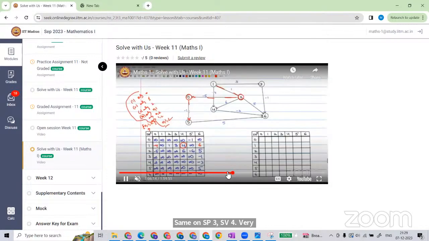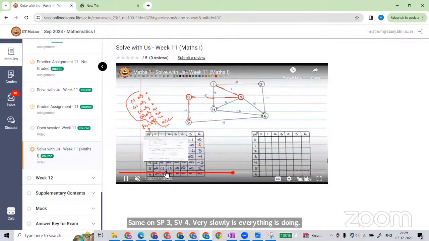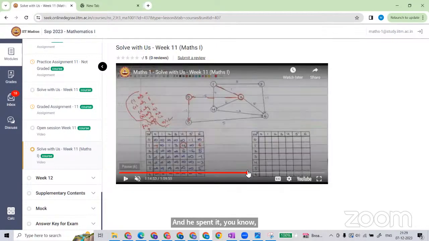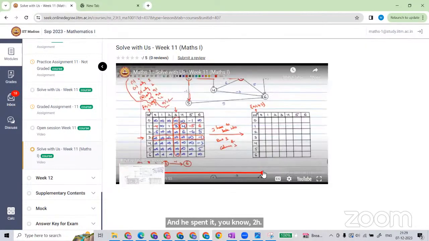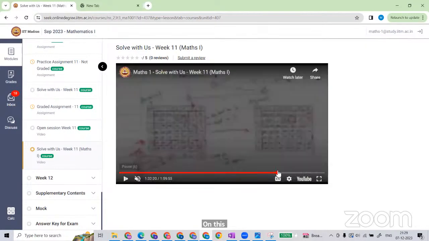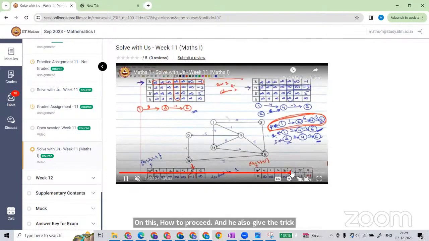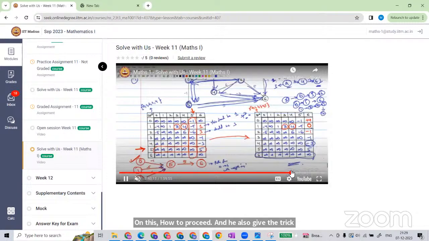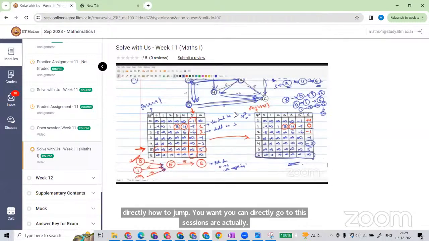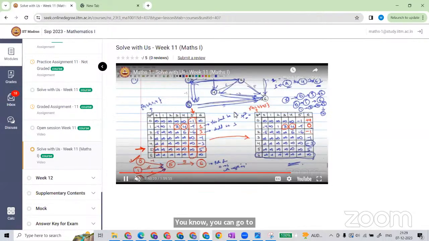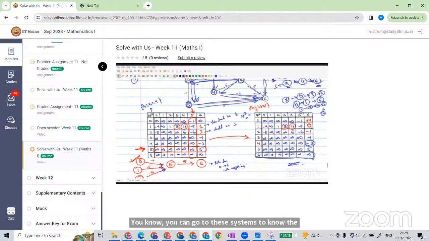Very slowly everything is done. And he spent 2 hours on this Floyd-Warshall algorithm, how to proceed. And he also gives the trick directly on how to jump. If you want, you can go to these sessions to know the Floyd-Warshall algorithm and how to solve that problem. It is a kind of tutorial.